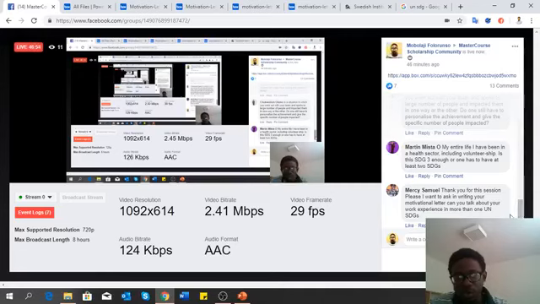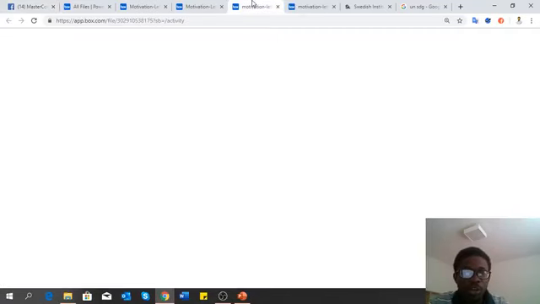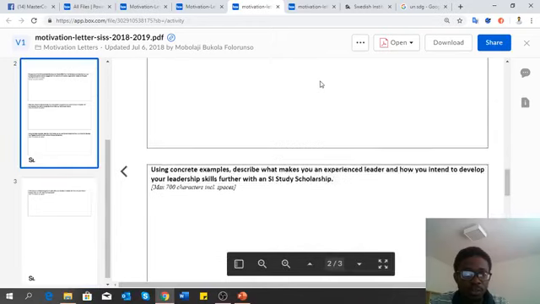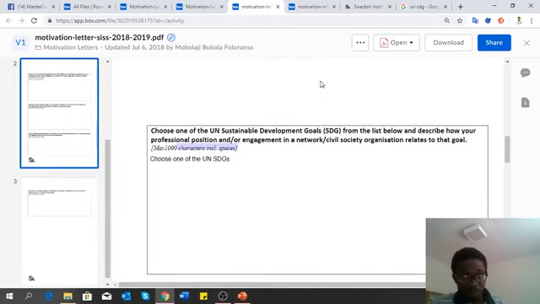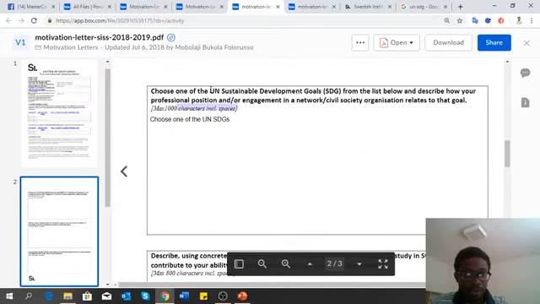Thank you. Please, I want to ask, in writing your motivation letter, can you talk about your work experience in more than one UN SDG? Well, it depends on how the motivation letter is drafted. Like for the 2018 application, the question says just choose one SDG and talk about it. Choose one from this list. So that's what they just want you to talk about.